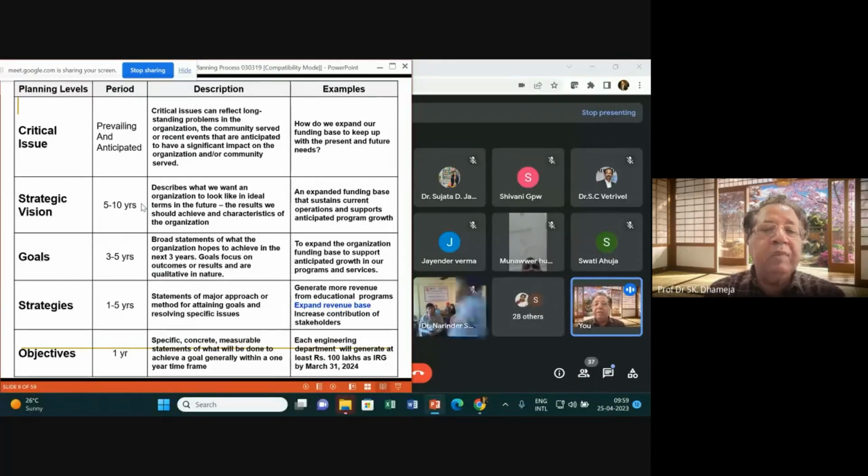Then the objectives are 1 year. These are specific, concrete, measurable statements of what will be done to achieve a goal, generally within a 1 year time frame. For example, each engineering department will generate at least rupees 1 crore as IRG by March 31st, 2024. So this could be an objective, a sort of guideline given to every engineering department to earn at least rupees 1 crore or rupees 50 lakhs or rupees 20 lakhs by the end of the next year. So these goals can be given to them.